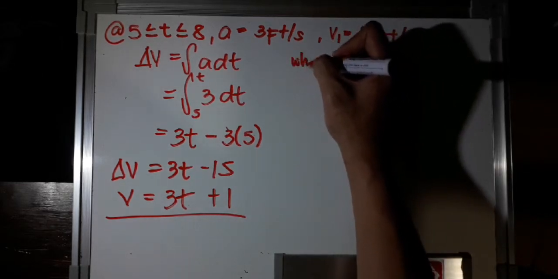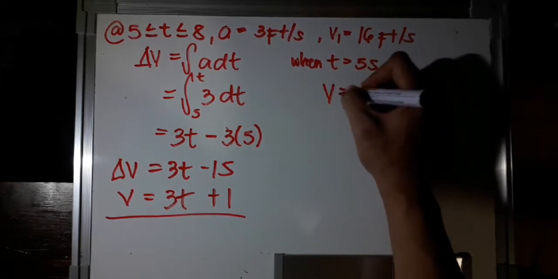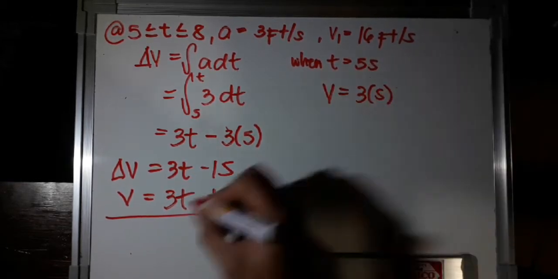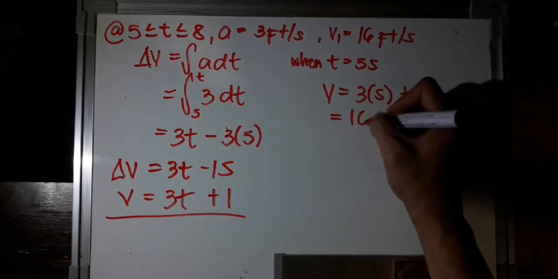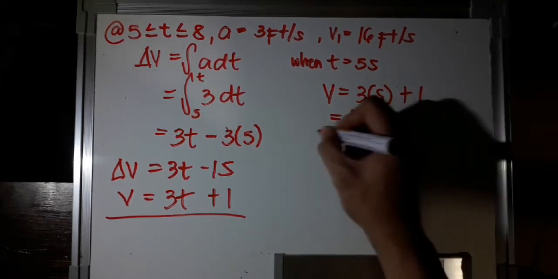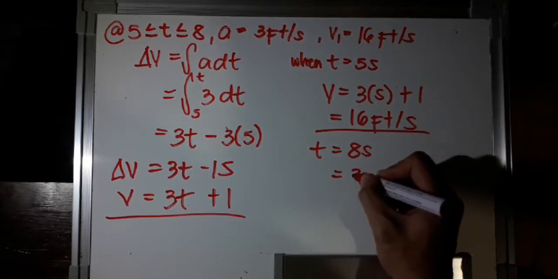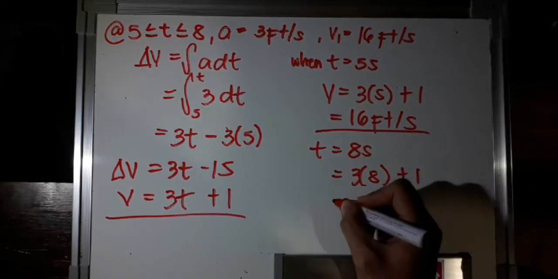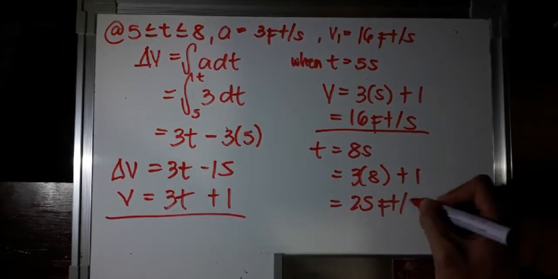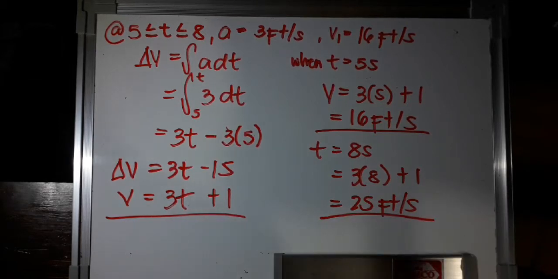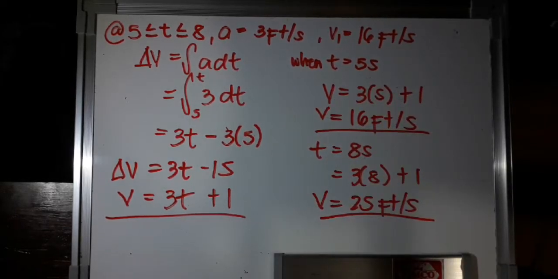So when time is equal to 5 seconds, velocity is equal to 3 multiplied by 5, t, substitute, plus 1. We have 3 times 5 is 15 plus 1, 16 feet per second. And then when time is equal to 8 seconds, we have 3 multiplied by 8 plus 1. 3 times 8 is 24. Plus 1, we have 25 feet per second. So these are our values for velocity in 5 to 8 seconds.